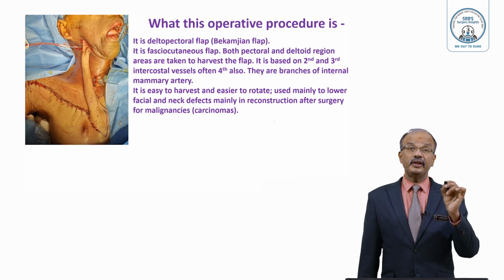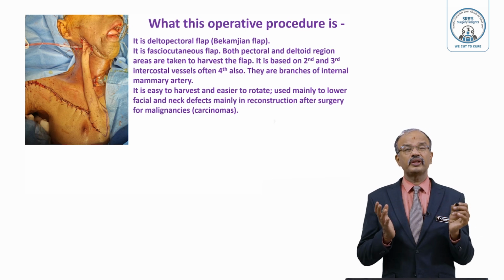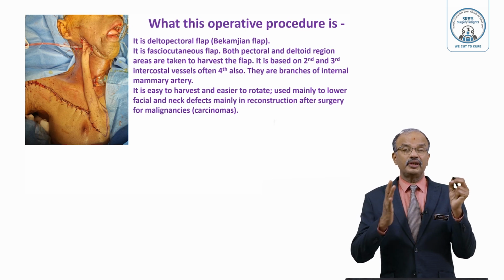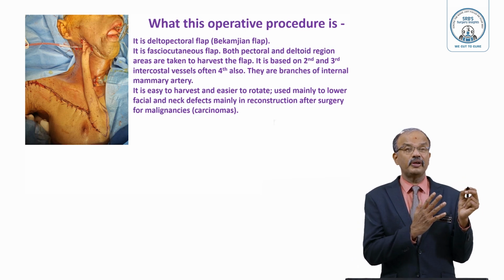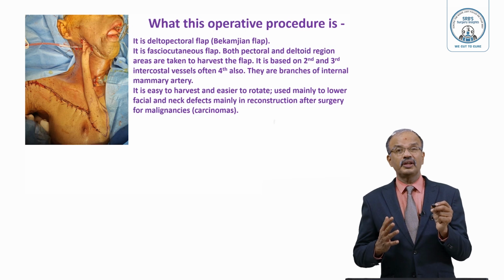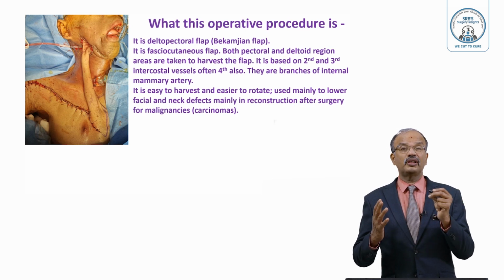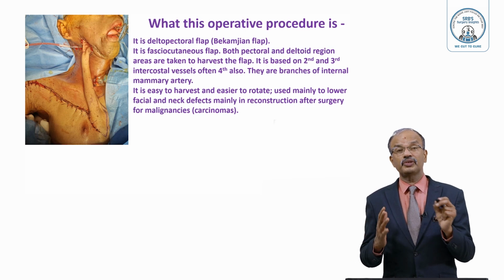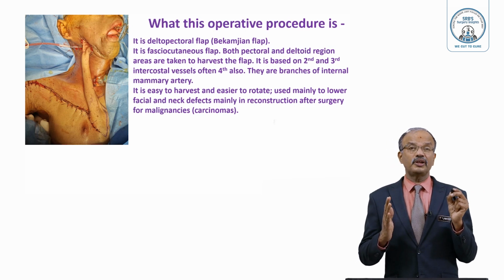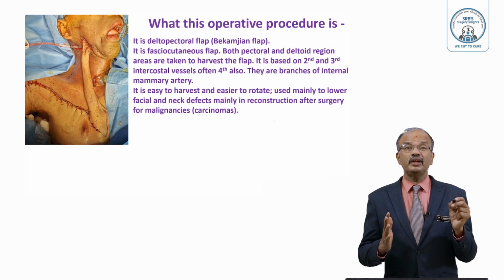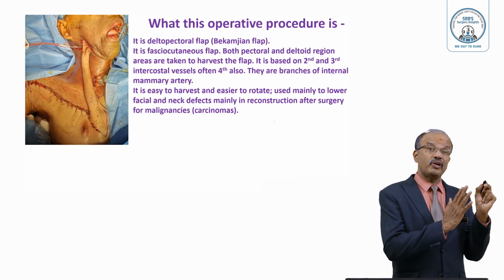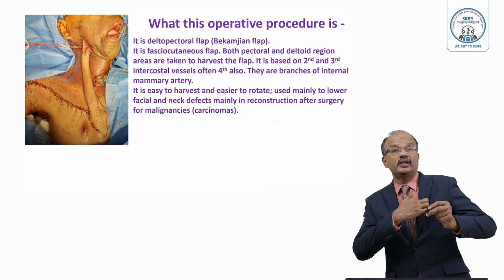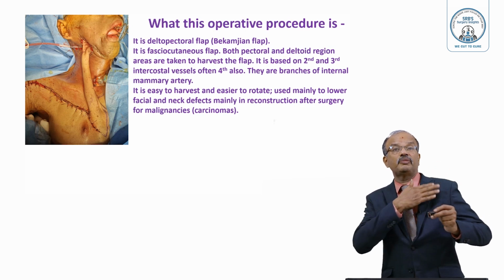What is it? It is a fasciocutaneous flap. Many times people get confused, especially students in MCQs, whether it is a cutaneous flap, a myocutaneous flap, or a muscular flap. Many times they feel that deltopectoral means the deltoid muscle and the pectoralis major muscle. It is not so. It is a fasciocutaneous flap harvested from the pectoral and deltoid region. That is why it is called deltopectoral. Here, from the deltoid region, and this is the pectoral region.